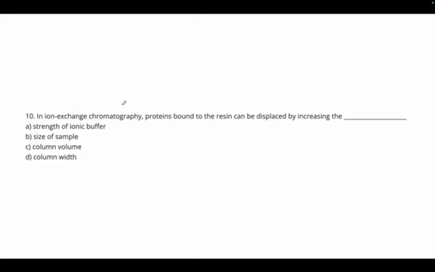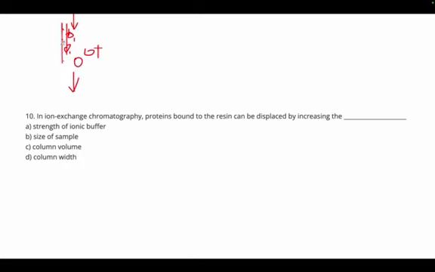In ion exchange chromatography, proteins bound to the resin can be displaced by increasing the dash. Remember, in ion exchange chromatography, we have a resin, it has a certain charge on it. Let us assume our resin has a positive charge. Then, how the chromatography works is when we pass our protein solution, all the molecules with opposite charge are going to get stuck to the resin. So all the molecules with negative charge are going to get stuck here, while everything with positive charge and everything which is neutral is going to flow out of the column.